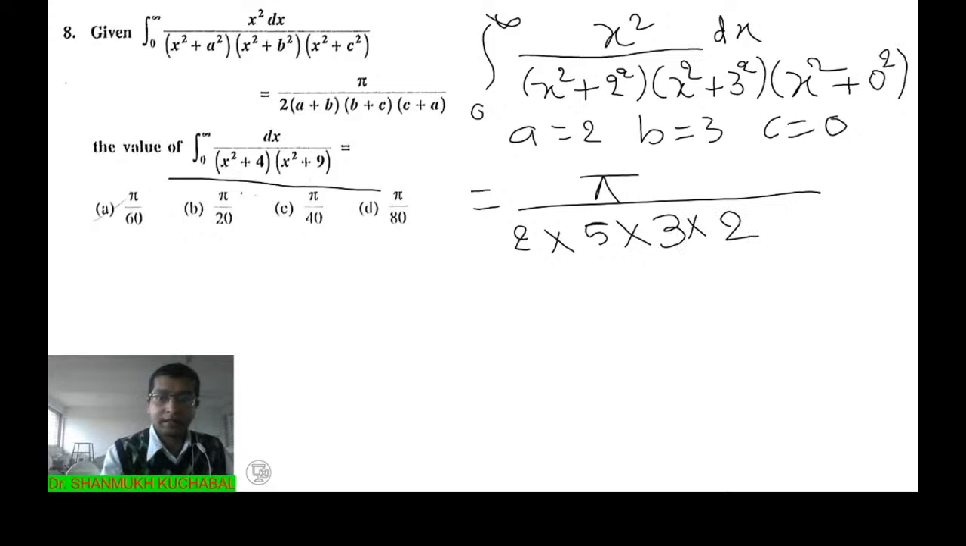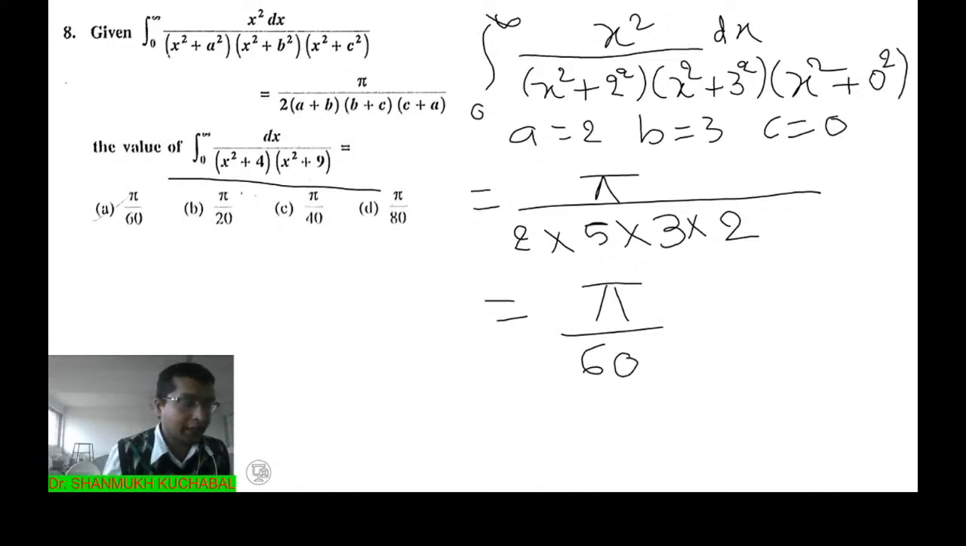Yes, if you simplify this, we get π divided by 60. Therefore option A, π divided by 60, is the right answer. Okay, right. We'll move to the next example.